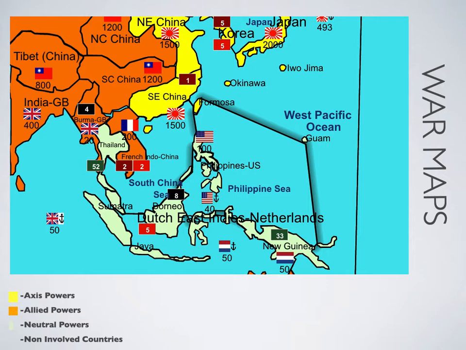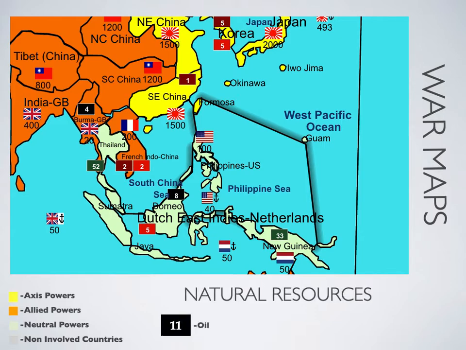There are 2 war maps in World War II, the Pacific and the European. Here's an example of the Pacific region here. You can see that the Axis powers are yellow in color, the Allied powers are orange. The neutral powers are light green, and the gray countries are the non-involved countries. Natural resources are indicated by black boxes for oil, green boxes for rubber, red boxes for coal, and maroon boxes for iron ore.